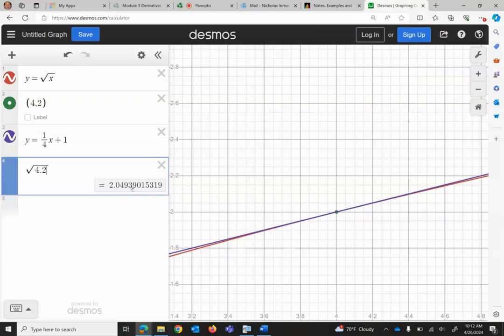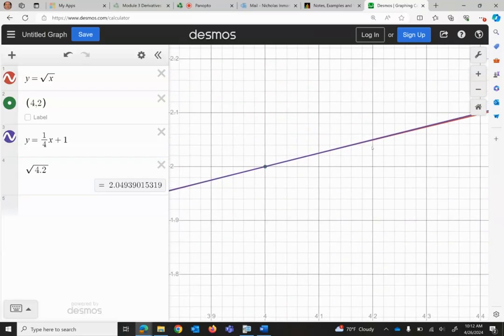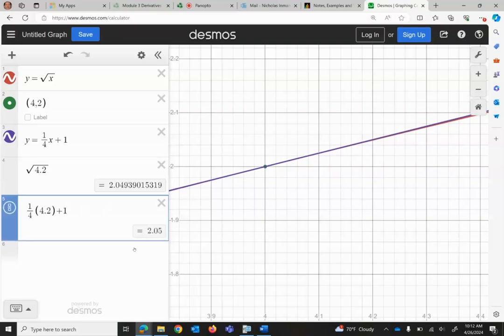To get this answer to be this accurate was very hard. 4.2, I see on my Desmos, is right there. Well, take a look at my purple tangent line and my red square root graph. They are not very far apart. They look almost identical. So if I do 1/4 times 4.2 plus 1, notice those two answers are extremely close.